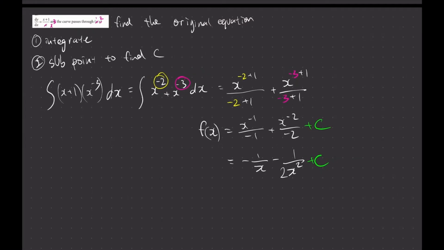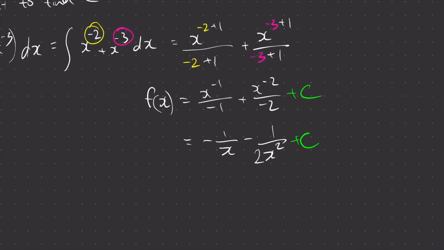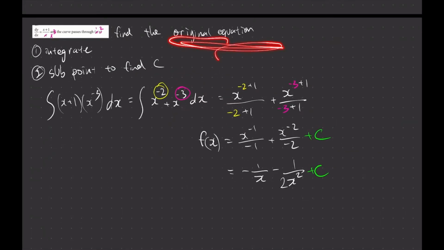We need to find a number for C, right? Find a number for C, because we want to recover the original equation. Leaving it like this is not done yet because we're given a point. So what do you do now?